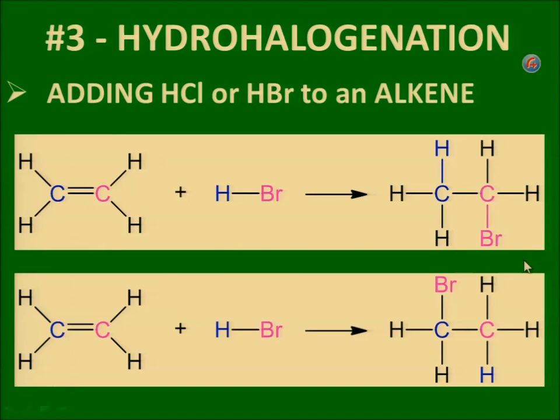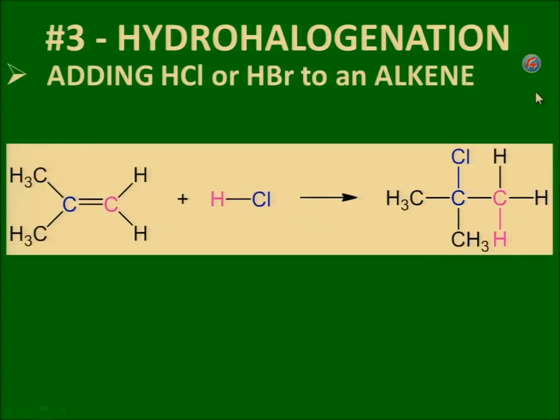Now it can also be turned around. If the blue carbon gets the pink bromine and the pink carbon gets the blue hydrogen, you have the same product, so it doesn't make a difference. But this will not always be the case. The reason why in this case it's the same is because this is a symmetrical molecule, which means the left-hand side of the double bond looks the same as the right-hand side.